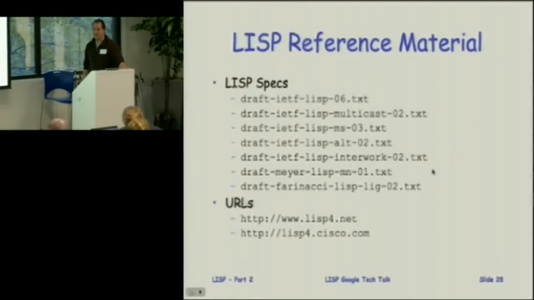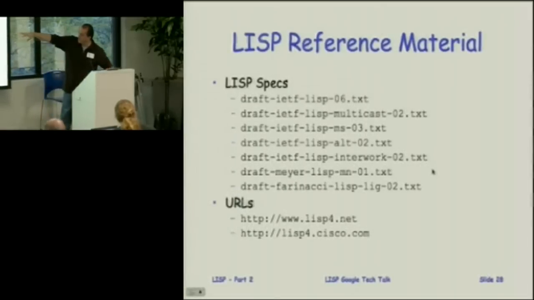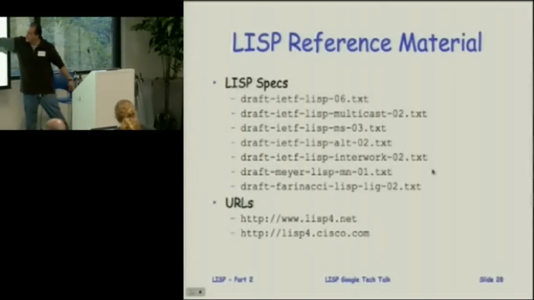Questions? That's pretty much it for now, but throw the questions. Is this ordered in any way? Questions ordered in any way. The main spec, the main multicast spec, the map server spec, the alt spec, the interworking spec. The order is not in the way they were written. They're in the order that Dino typed them in, some logical order. The mobile node spec is there. It's still an individual submission, and so is the LIG spec.